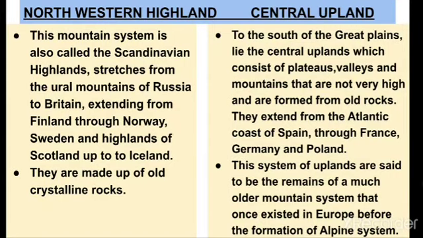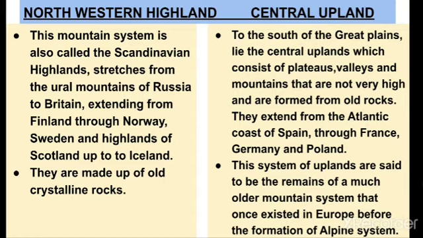Next question, differentiate between northwestern highland and central upland. So in northwestern highlands, you will write this mountain system is also called the Scandinavian highlands, stretched from the Ural mountains of Russia to Britain, extending from Finland through Norway, Sweden and highlands of Scotland up to Iceland. Second point you will write, they are made up of old crystalline rocks.